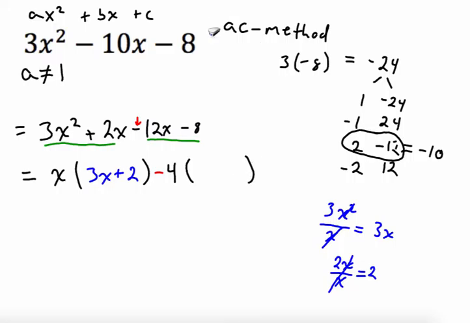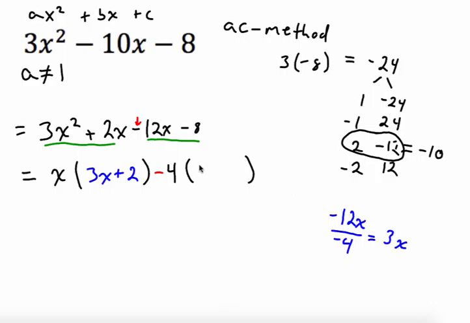All right, so let me do some scratch work over here. Clear some of that out of the way. All right. So negative 12x divided by negative 4. So negative 12 divided by negative 4 is a positive 3x. So I get 3x right here. And then I have a minus 8 divided by negative 4, which is a positive 2. So I say plus 2.